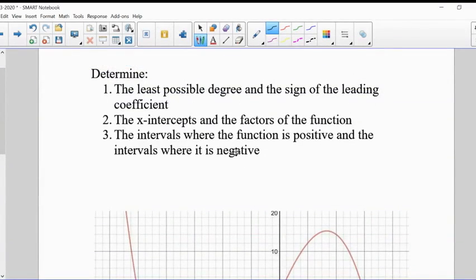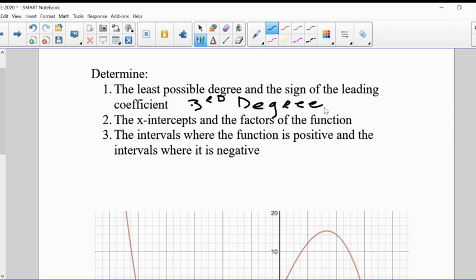So let me put that down. So it's a degree 3, third degree. That's the least. It could be higher. It could be maybe 5 or 7 or so on. But it's at least a third because it has 3 zeros. Third degree.